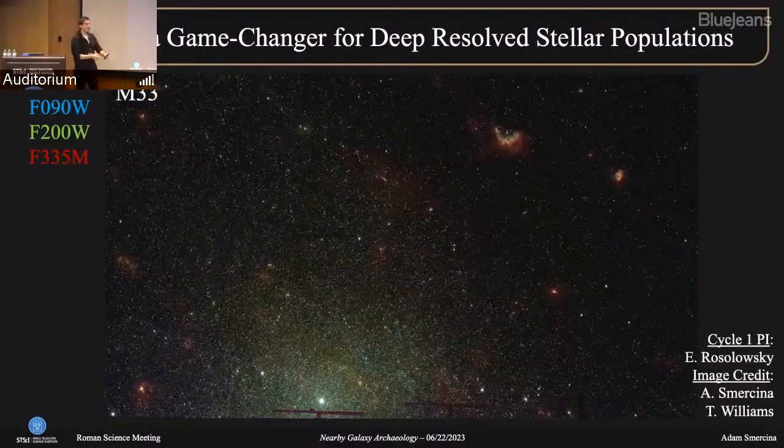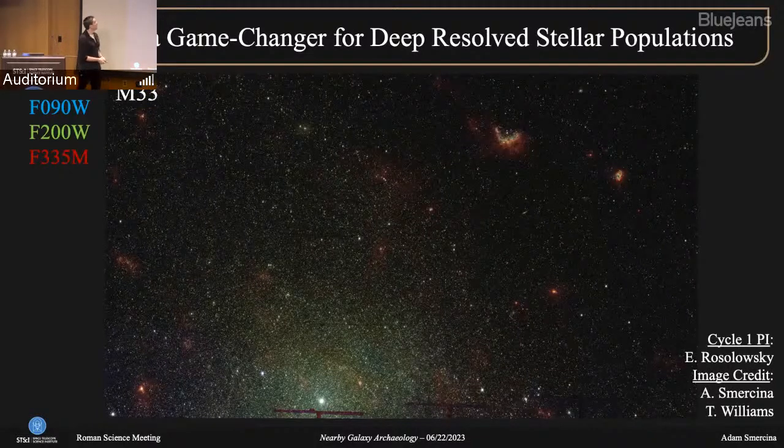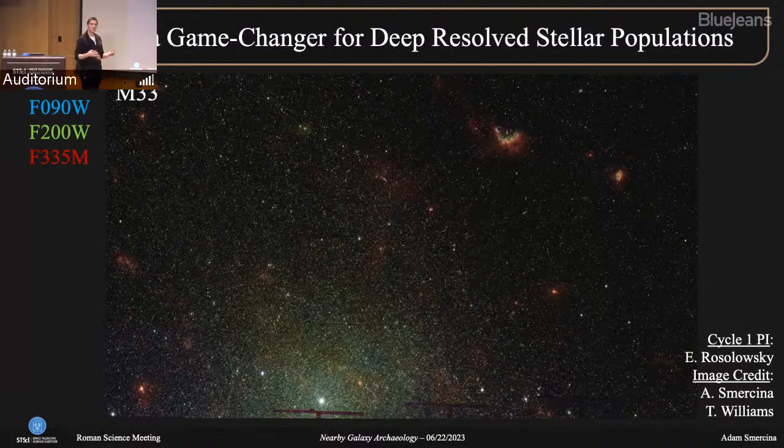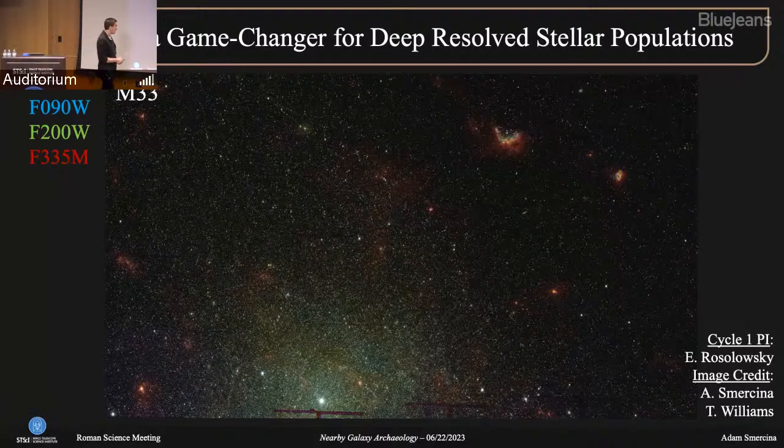The last thing I want to talk about is the impact that JWST is going to have on this science. And it's going to be, to summarize, a game changer for resolved stellar populations. We've heard in a few talks already. The example I want to use here is this central mosaic of the nearby Local Group galaxy M33. This is a 3-band color image from a Cycle 1 proposal, PI'd by Eric Rosolovsky.